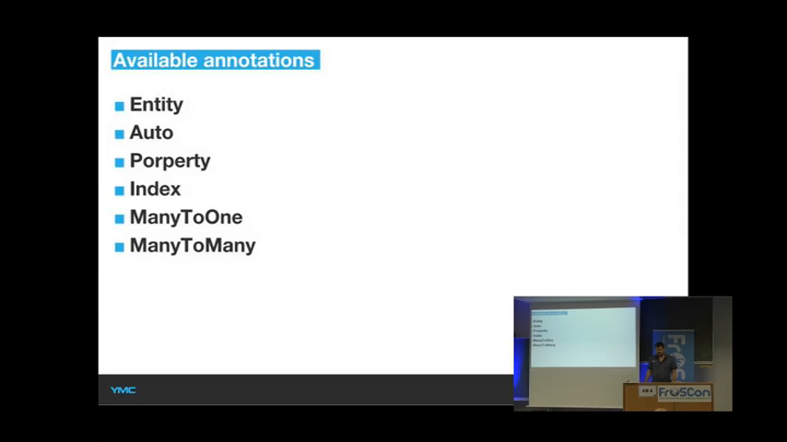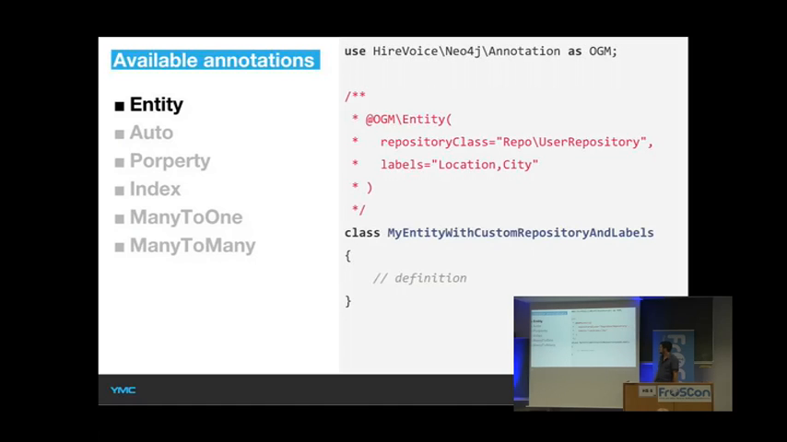So let's have a look at those annotations. First, we have the entity annotation. I have to use this on every class I want to define as an entity object. Optionally, I can specify a repository class as I can in Doctrine 2. And I can assign labels for Neo4j, as we did before in the web backend.